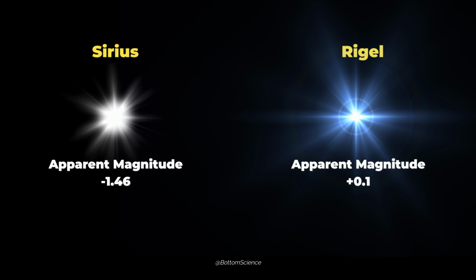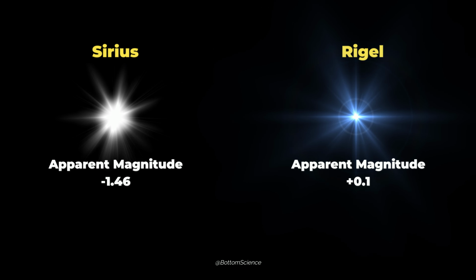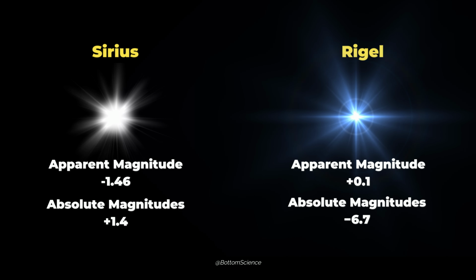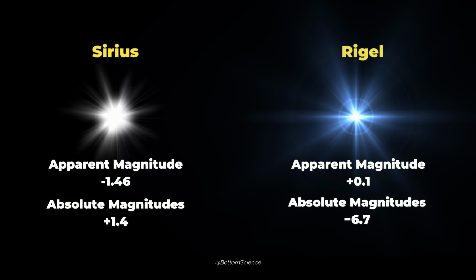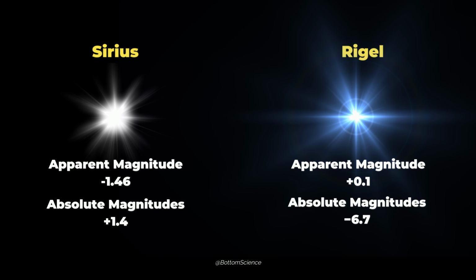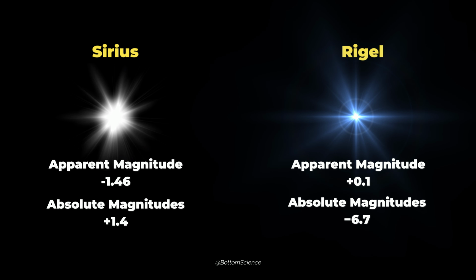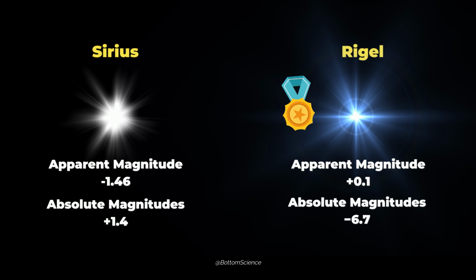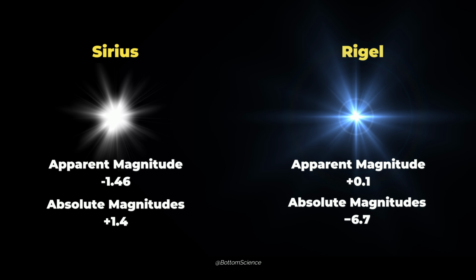So Sirius looks brighter, but now compare their absolute magnitudes. Sirius about plus 1.4, Rigel around minus 6.7. Suddenly everything changes. If both stars were placed 10 parsecs away, Rigel would completely outshine Sirius. Our eyes were fooled again, not because Sirius is more powerful, but because Sirius is much closer to Earth.